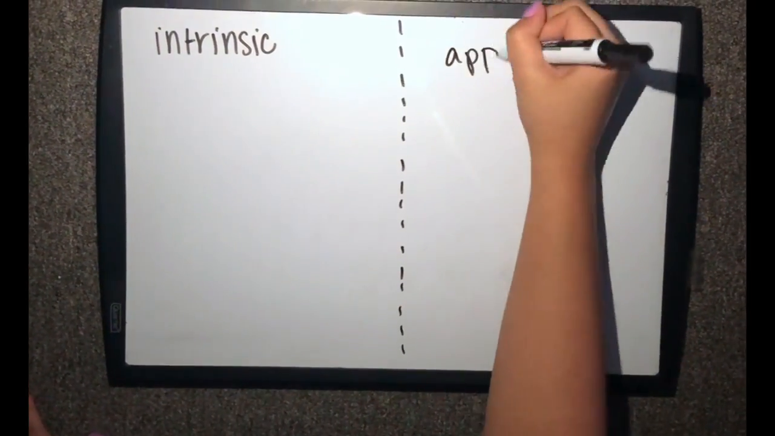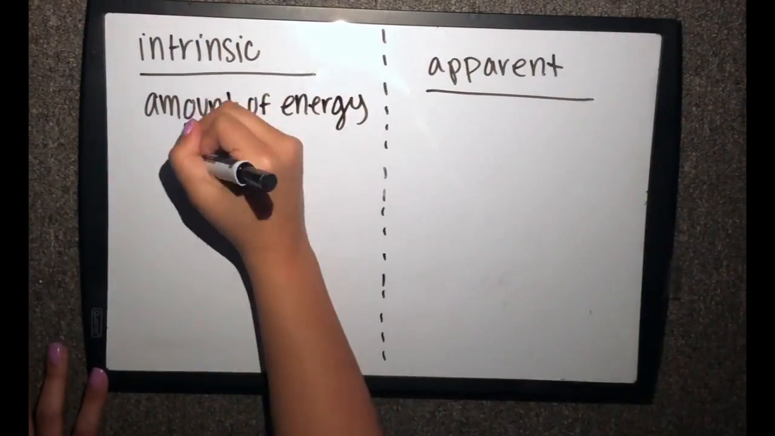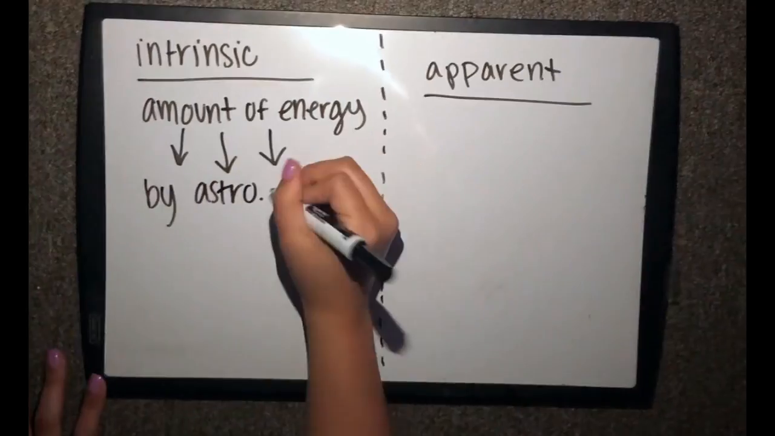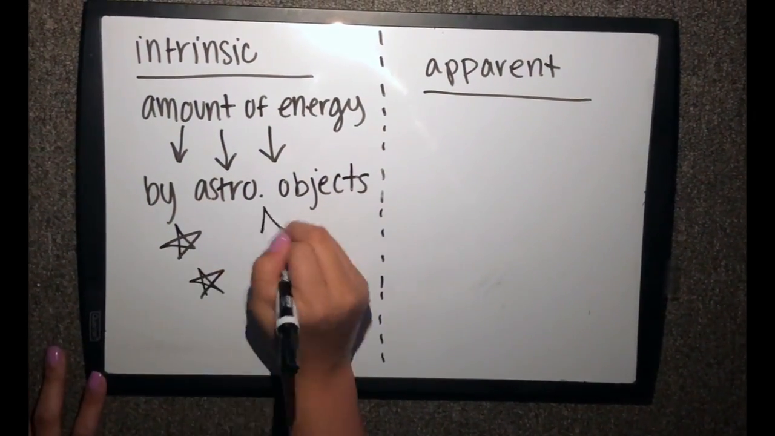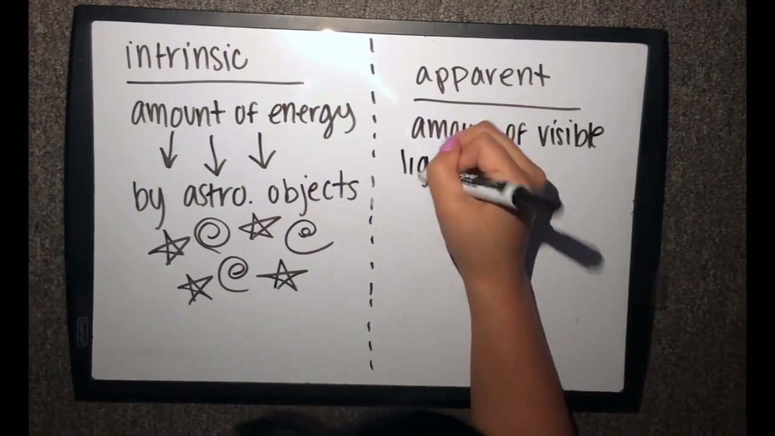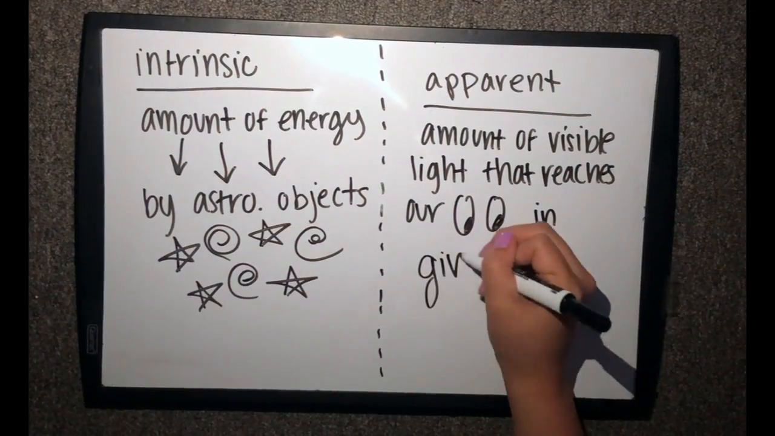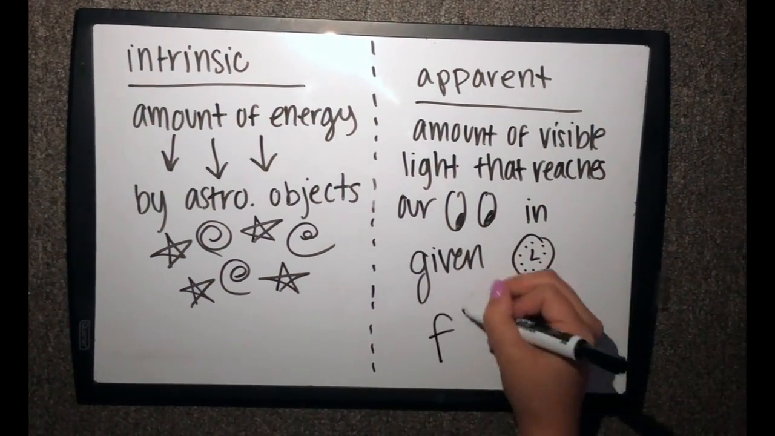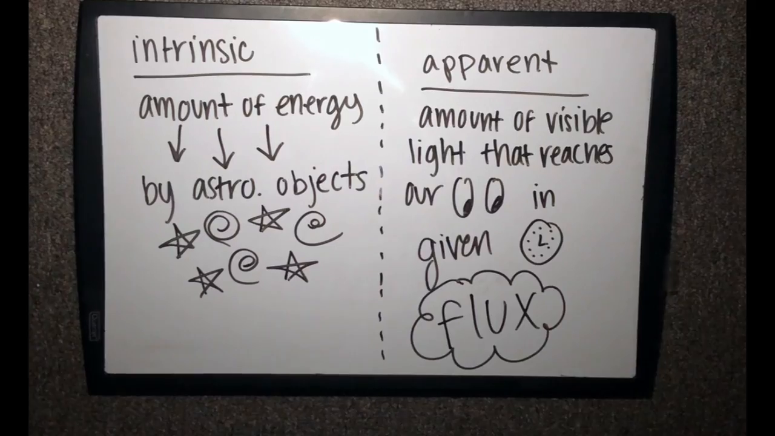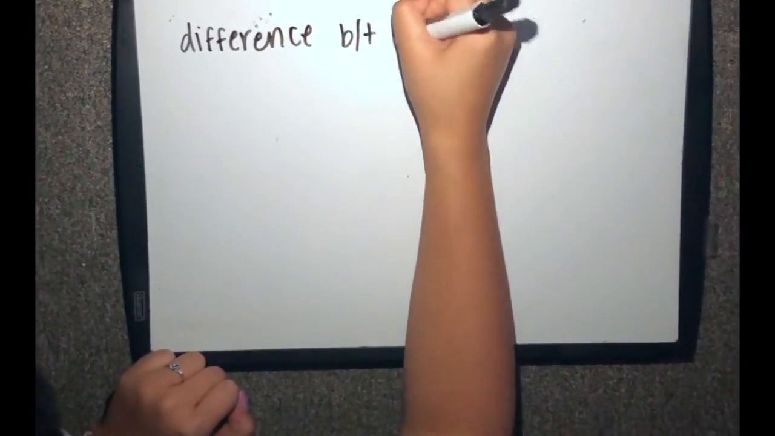Intrinsic luminosity is the amount of energy that is emitted by an astronomical object, such as a star or a galaxy, in a given unit of time. Apparent luminosity is the amount of visible light that reaches our eyes, also in that same given unit of time. Apparent brightness can also be called flux. The main difference between these two depends on distance.